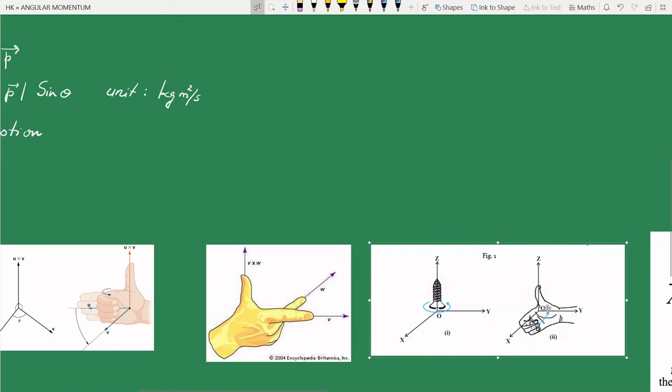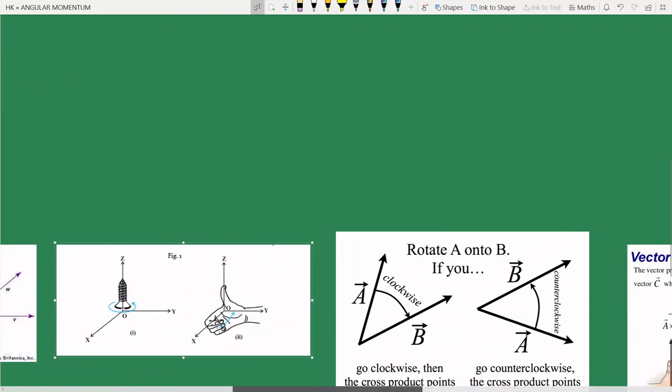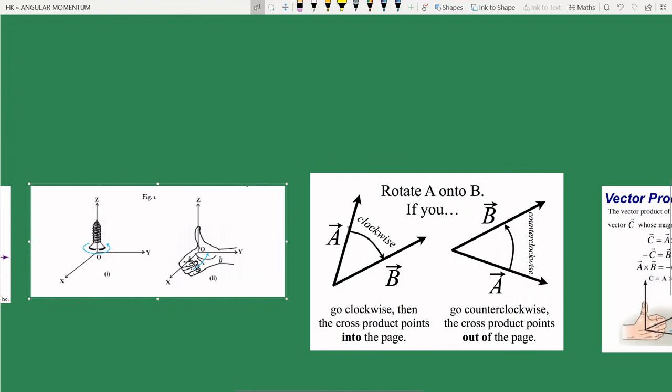It's the same thing when you use your right hand grip to show this direction. Now here, suppose you rotate from the first vector to the second vector in the clockwise sense. Look at this in the clockwise sense.